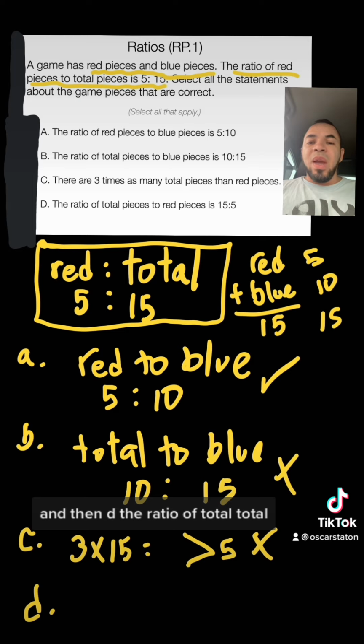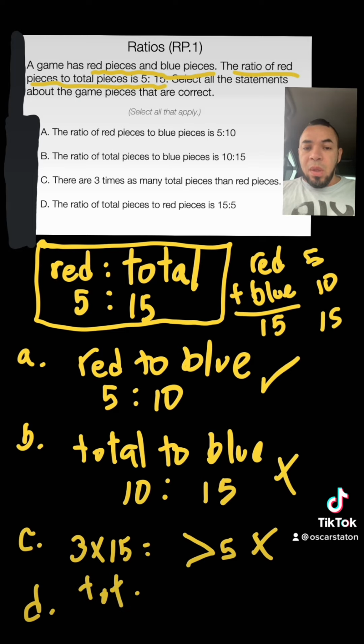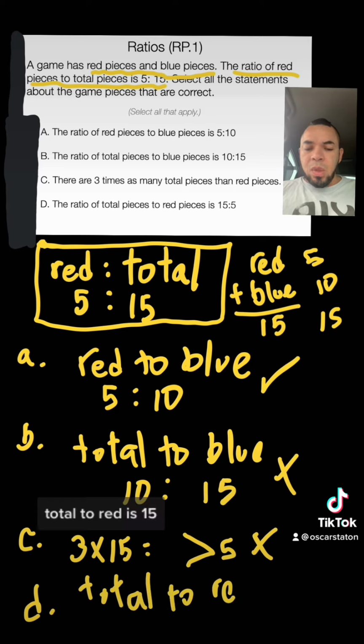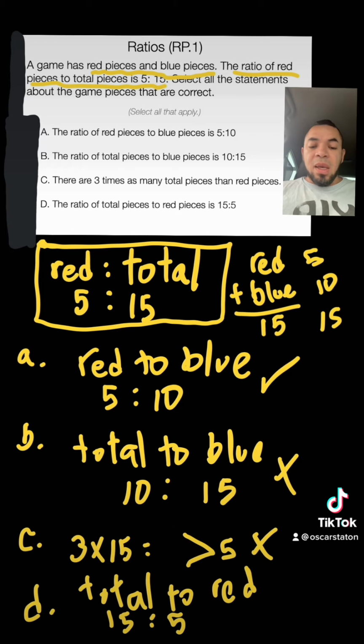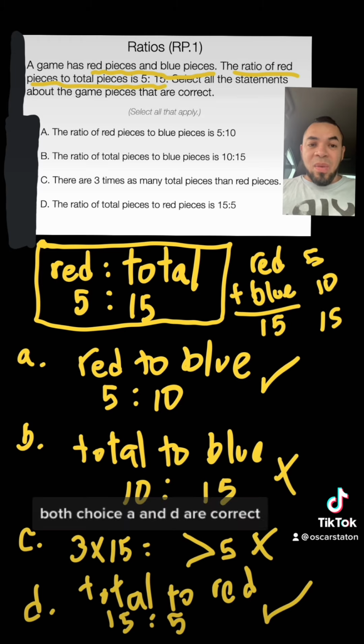Okay, and then D, the ratio of total to red. Total to red is 15 to 5. So total is 15. Yes, that's correct. And red is 5. That's correct too. So in this one, both choice A and D are correct, because we studied the evidence and compared it to the choices.